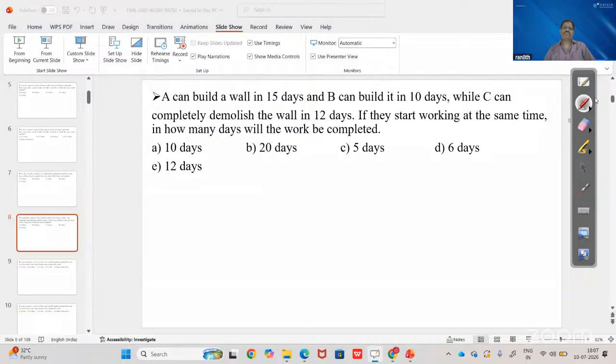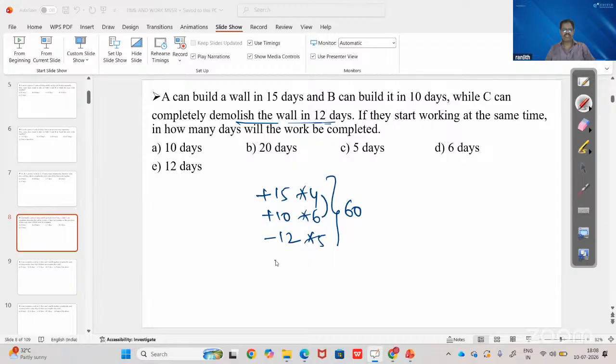So A can build a wall in 15 days, B can build a wall in 10 days, and C can demolish the wall in 12 days. So two persons are constructing a wall, that is positive, and demolishing a wall is nothing but negative. So LCM again 60, 15 fours are 60, 10 sixes are 60, 12 fives are 60. 4 plus 6 is 10, 10 minus 5 equals 5. So 60 by 5 equals 12 days. So the answer is 12 days.